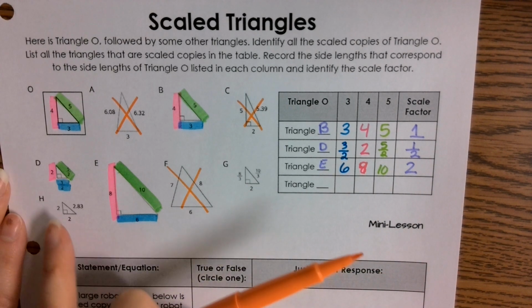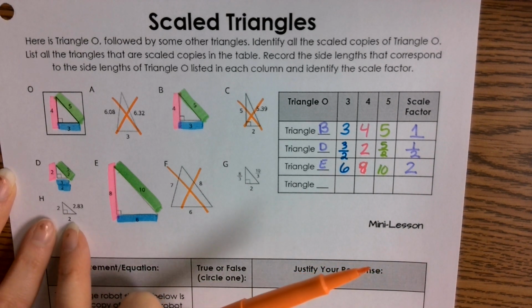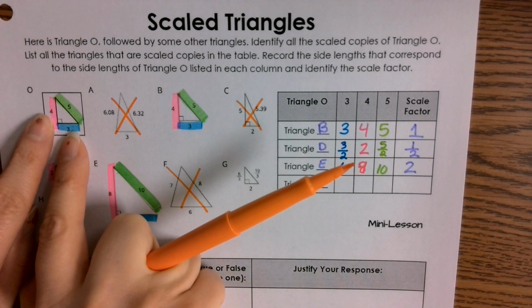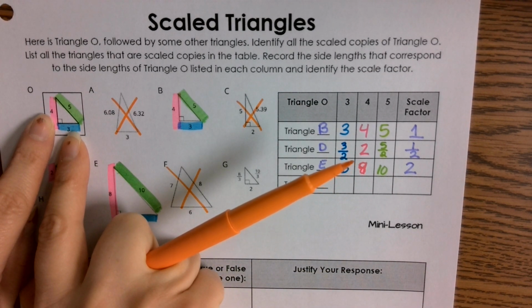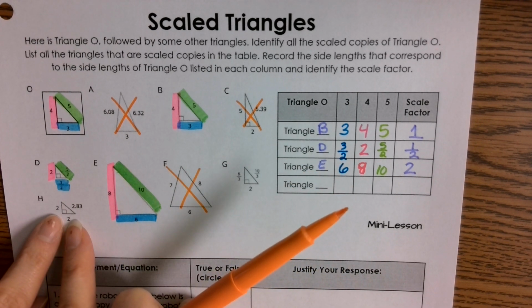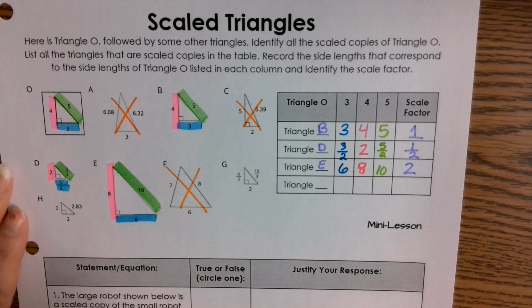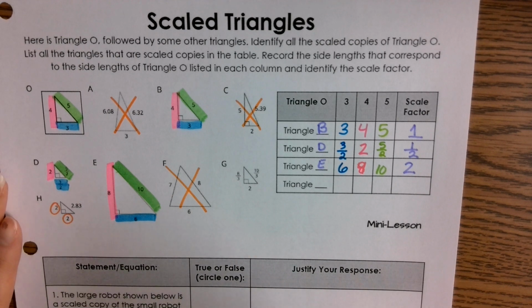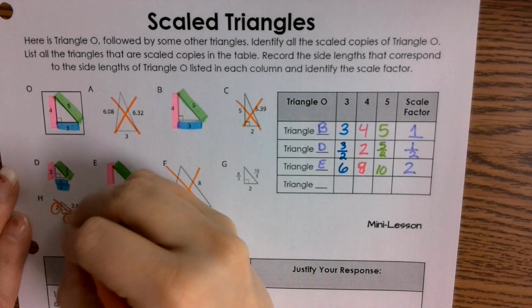G. Because look at H. If we look at H, the base and the height are identical. Were the base and the height identical on our first one? No. So the base and the height being identical means it's not going to be the same scale factor throughout. This is what throws it off and makes it not work. So we can cross this off.